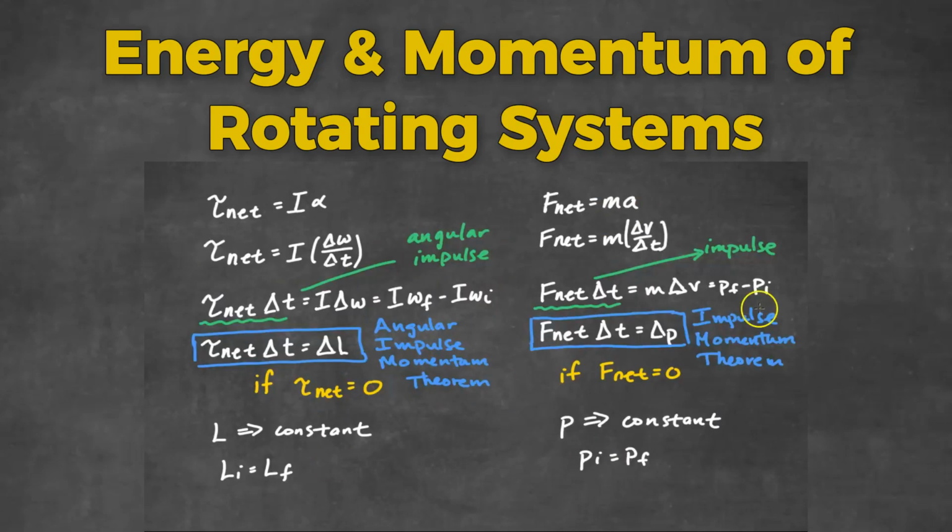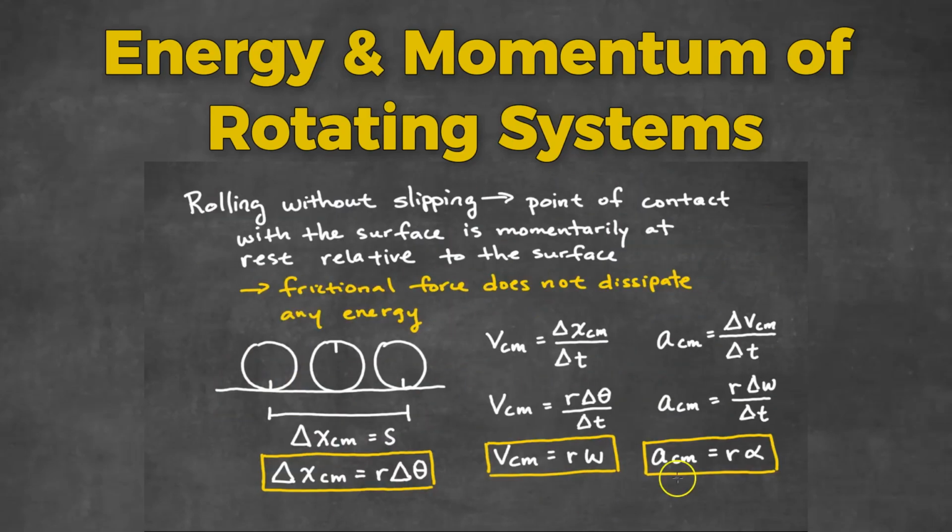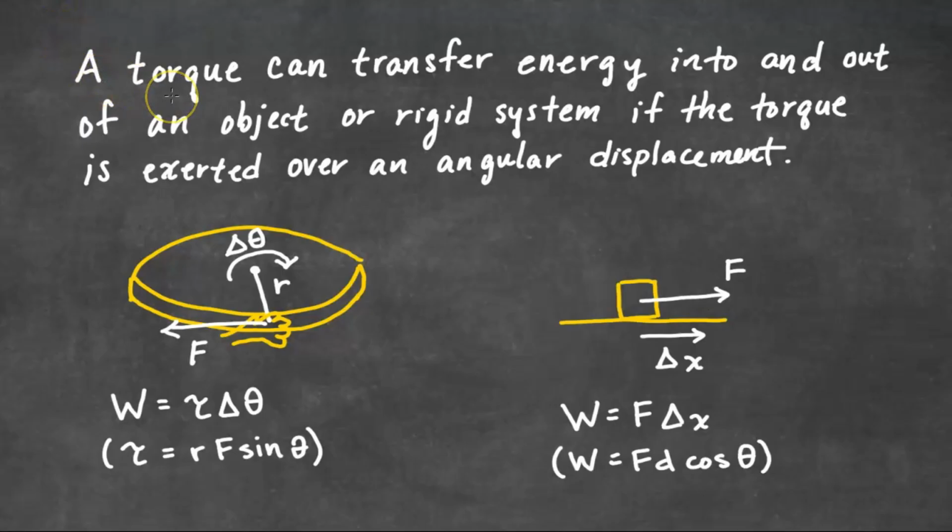In this video, we're going to review energy and momentum of rotating systems. We're going to start by looking at how torque can transfer energy into and out of an object or rigid system if the torque is exerted over an angular displacement. To better understand this, we're going to first take a look at linear motion.